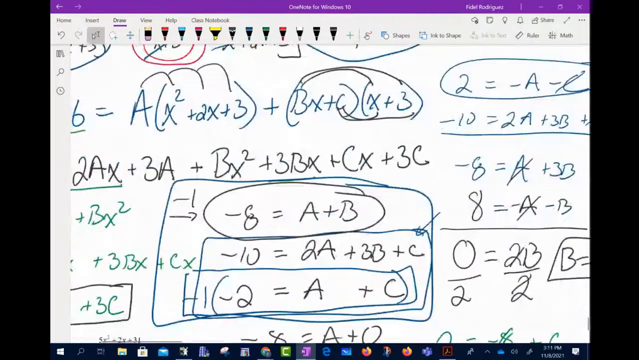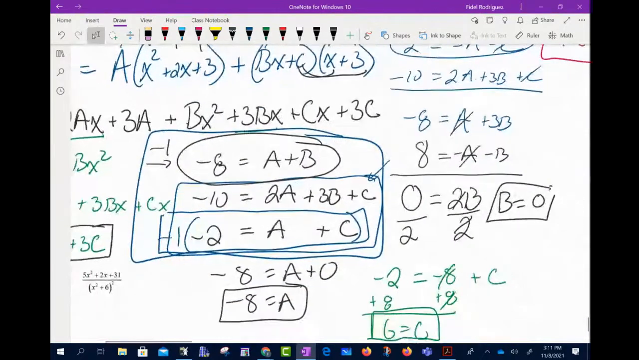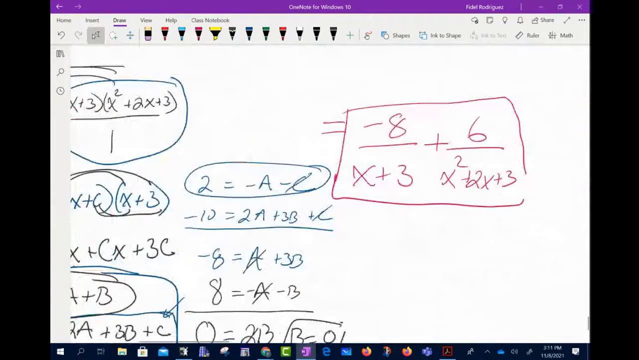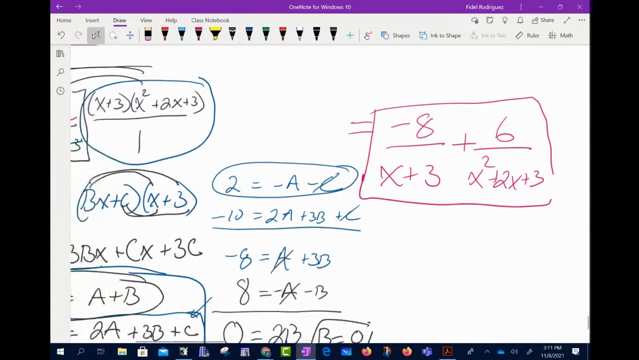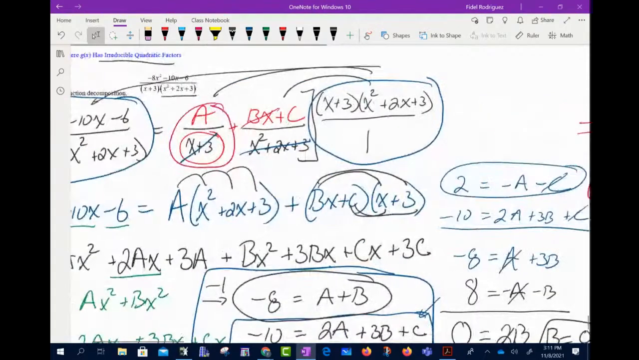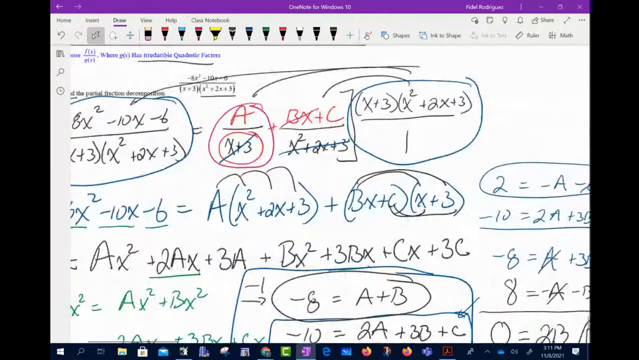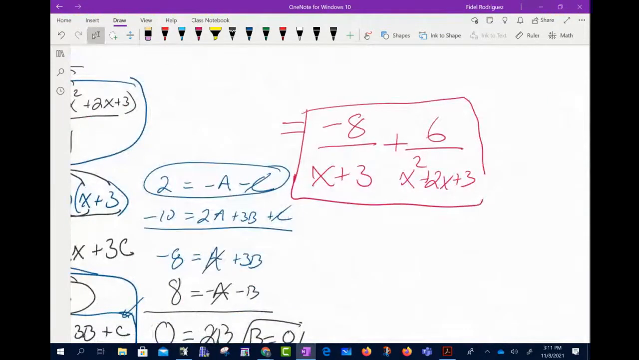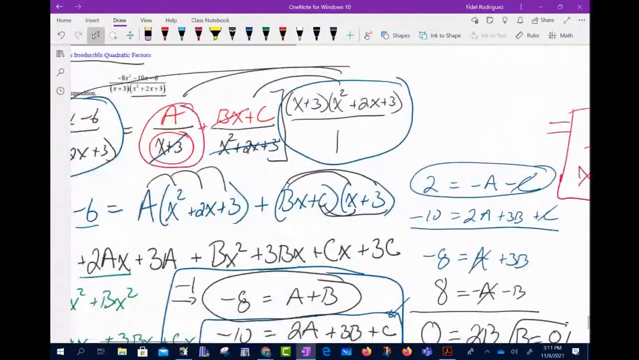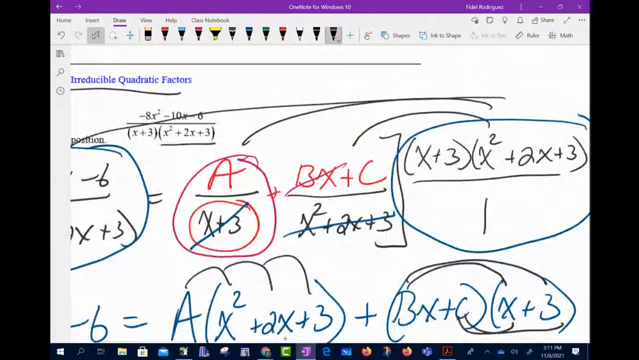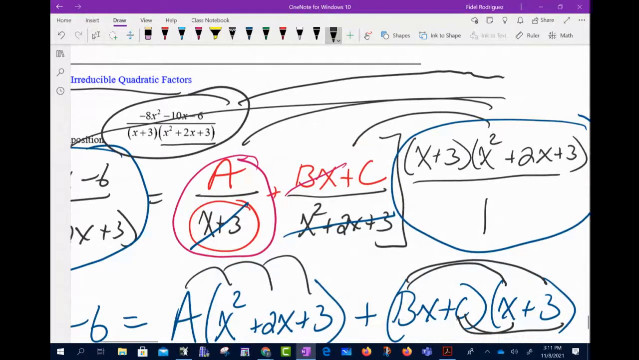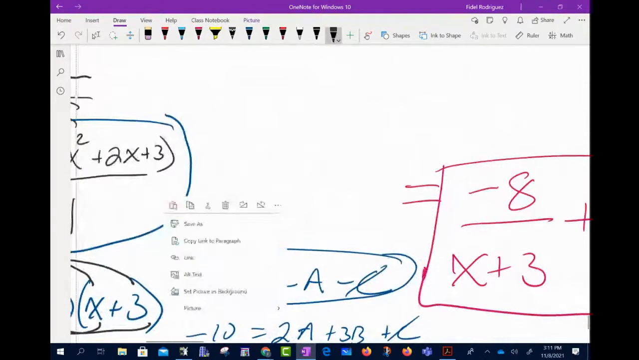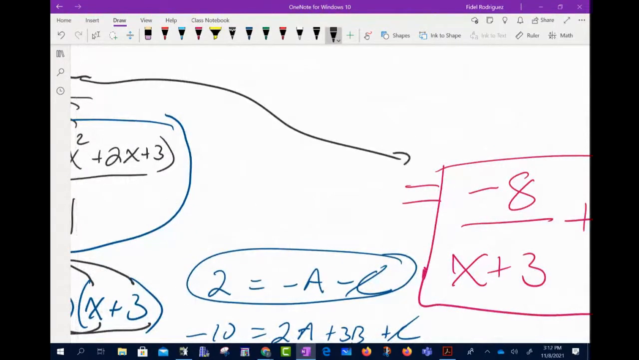On the inside, over here, is it negative eight x squared minus 10x minus 6 equals that? Yes. This thing here is equal to that part there. Is it with the denominator or without the denominator? Yeah, with the denominator. So this piece here is equal to that piece right there.